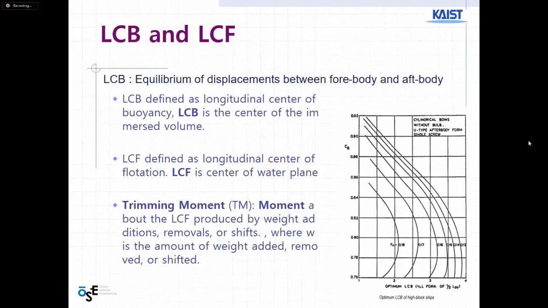And there are two more terminologies that we're going to cover. One is the LCB and the other one is the LCF. LCB is the longitudinal center of buoyancy. It's the center of the immersed volume. And if you remember from the previous slides, in the immersed volume we use the midship plane. And then we have the LCF, the longitudinal center of flotation. LCF is the center of the water plane. And what connects LCB to LCF is the trimming moment. Trimming moment, for those of you who have studied anything related to mechanical engineering, is basically the torque. So it's the torque that you calculate around the LCF.